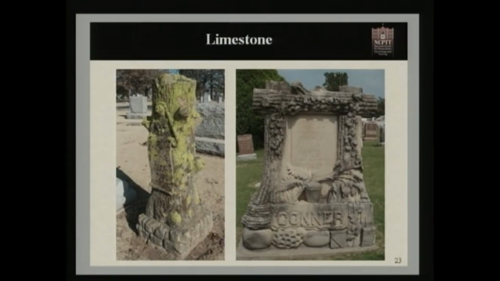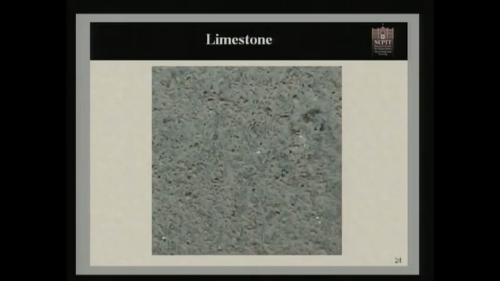The Woodsman of the World monument on the left is suffering from biological growth, with molds and mosses that we see. These stones sometimes look like concrete or can be mistaken for concrete, but in reality they're carved limestone. Let's take a closer look at the limestone structure.